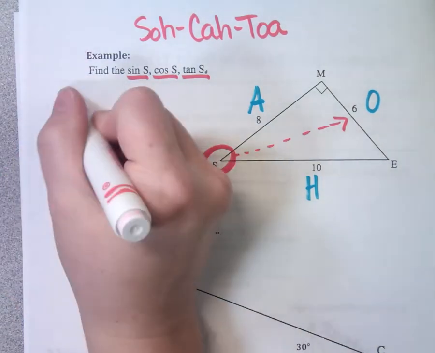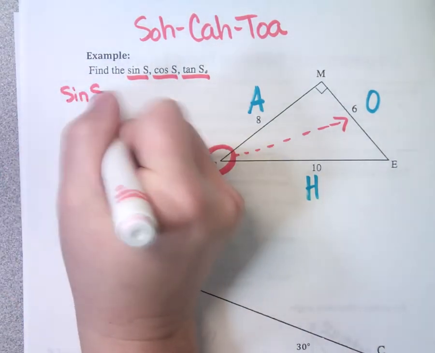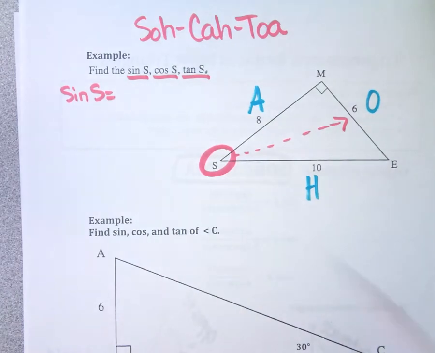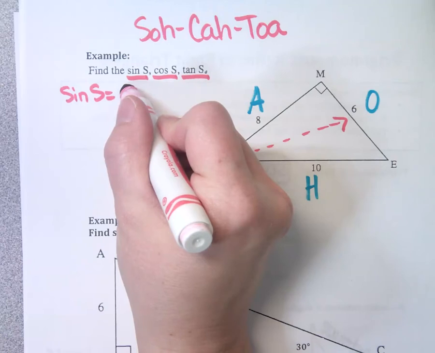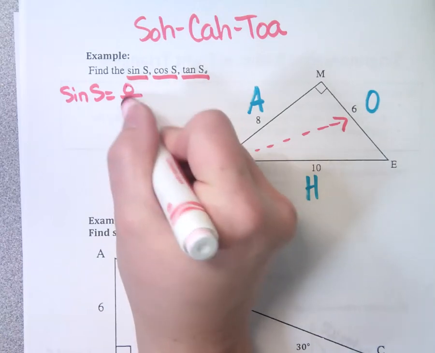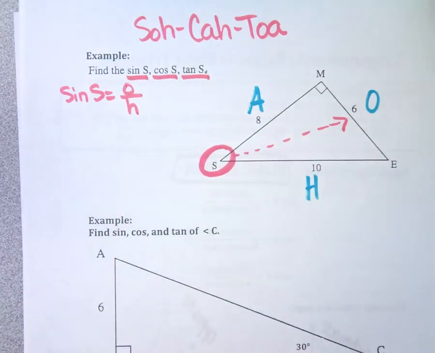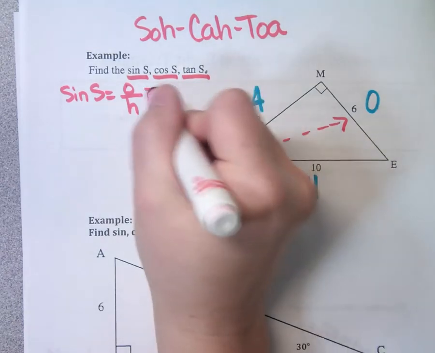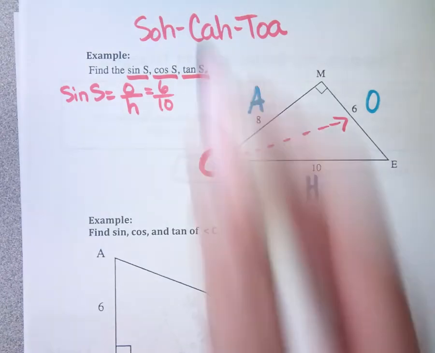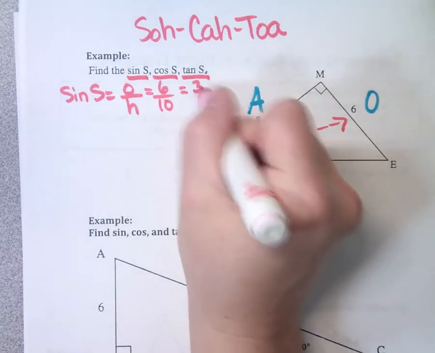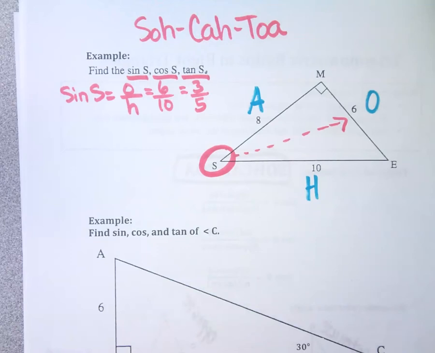Okay, so if I want to find sine of S, I need to know it's what over what. According to the memory device, sine is what over what? Opposite over hypotenuse. Now I just have to look at my picture. How would I write opposite over hypotenuse? 6 over 10, and then I can actually reduce that to how much? 3/5. So that's the sine of angle S.